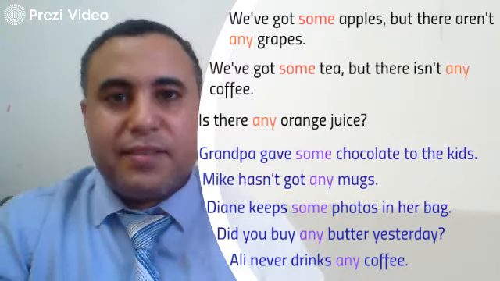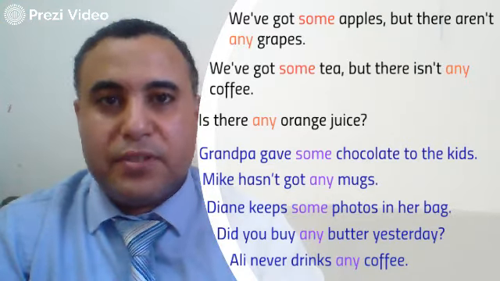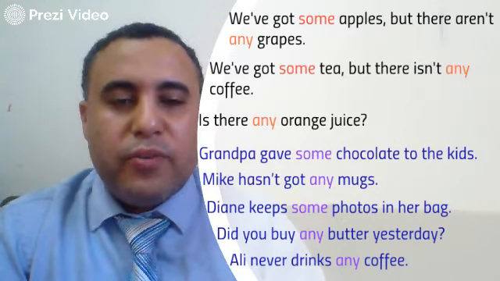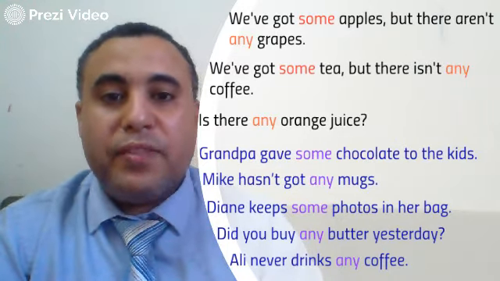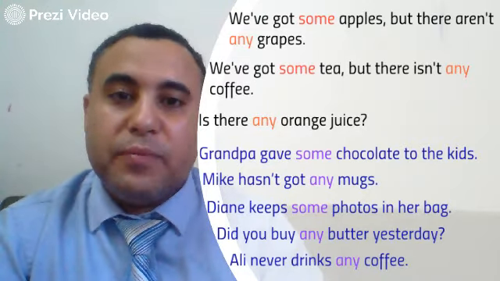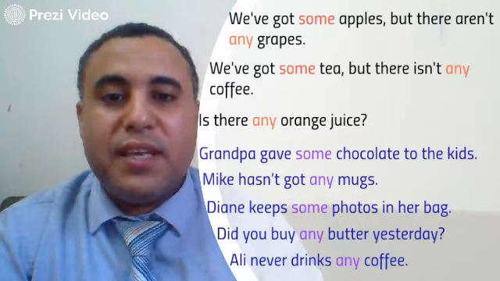So these are some foods and drinks used in the conversation. Let's go through what they said. We've got some apples, but there aren't any grapes. We've got some tea, but there isn't any coffee.